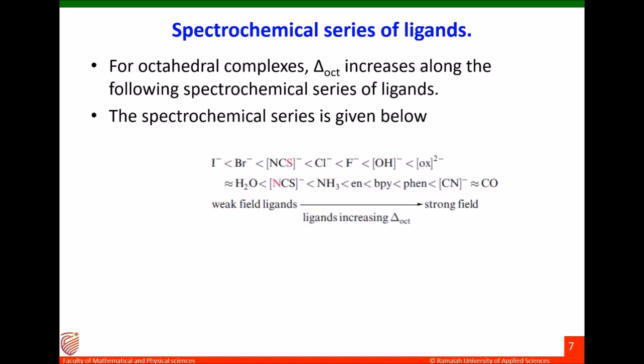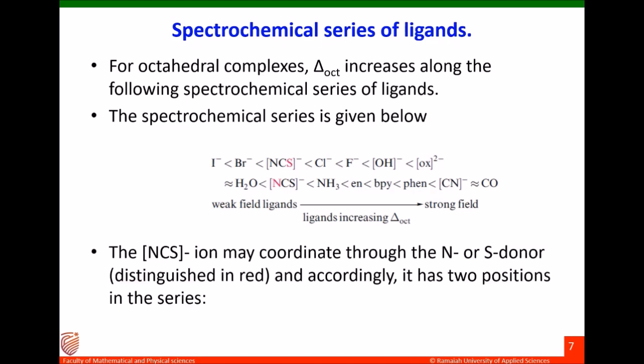Here you can see NCS is in two positions. The reason is that the NCS ligand is an ambidentate ligand. The NCS minus ion may coordinate through an N or S donor, distinguished in red color. When the red color is on S, the linkage is happening through sulfur. If the red color is on N, then the linkage is through nitrogen, and accordingly it has two positions in the series. Ligands with similar donor atoms are close together in the series. You can see iodide, bromide, chloride, fluoride. They are all halides, and they are very near in the spectrochemical series.